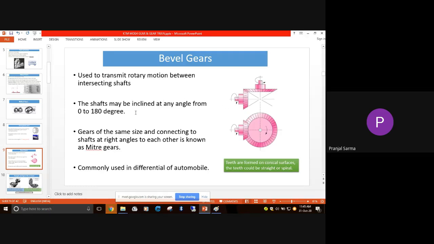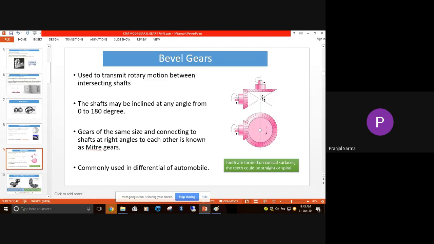So the shaft axis may be inclined at any angle from 0 to 180 degrees, which is a theoretical angle only, 0 degrees to 180 degrees. That means other orientations are possible. It is not only that they have to be oriented this way, but other orientations are also possible.